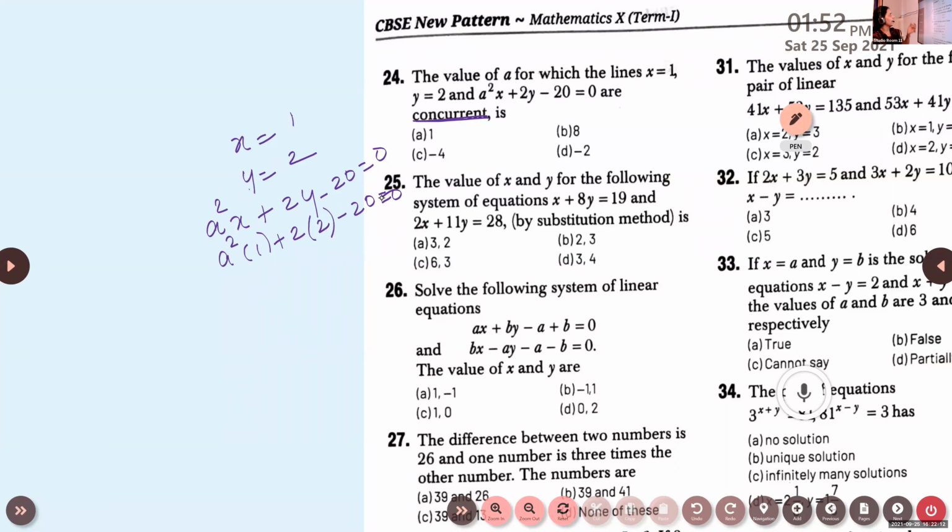What is the value of a? -4. It is -4. Yes. Children, now what about the others? John? Johan? Are you able to do this?